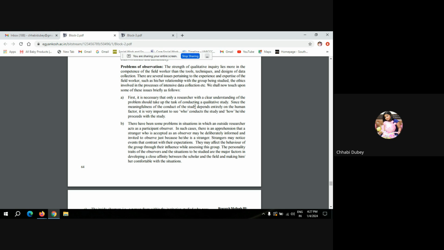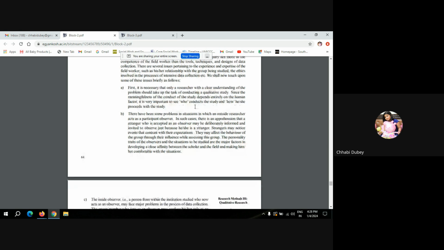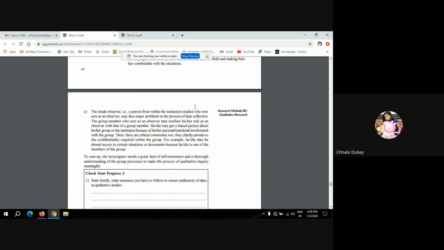Then there are certain problems in situations in which an outsider researcher acts as a participant observer. When we go and study some behavior of a particular group or a community, they may have certain apprehensions about being observed, and they may not behave in their original state. They may come up with a kind of behavior which may be different from genuine behavior. So this is always there: how comfortable the respondents are with the presence of the observer or the researcher.